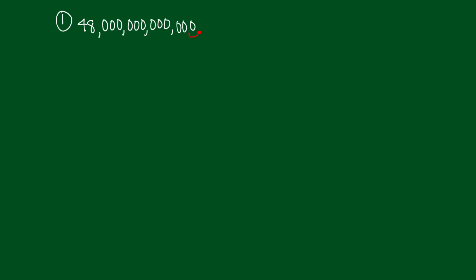How many places? Well, 1, 2, 3, 4, 5, 6, 7, 8, 9, 10, 11, 12. Now, I can't stop here because if I stop here, there's two non-zero digits to the left. We want only one. So we're going to have to come over one more position and put the decimal right there. So we can write this as 4.8 times 10. Now, how many places did we count? We counted 3, 6, 9, 12, 13 places. Now, because we're going to the left, we write this as a positive 13.